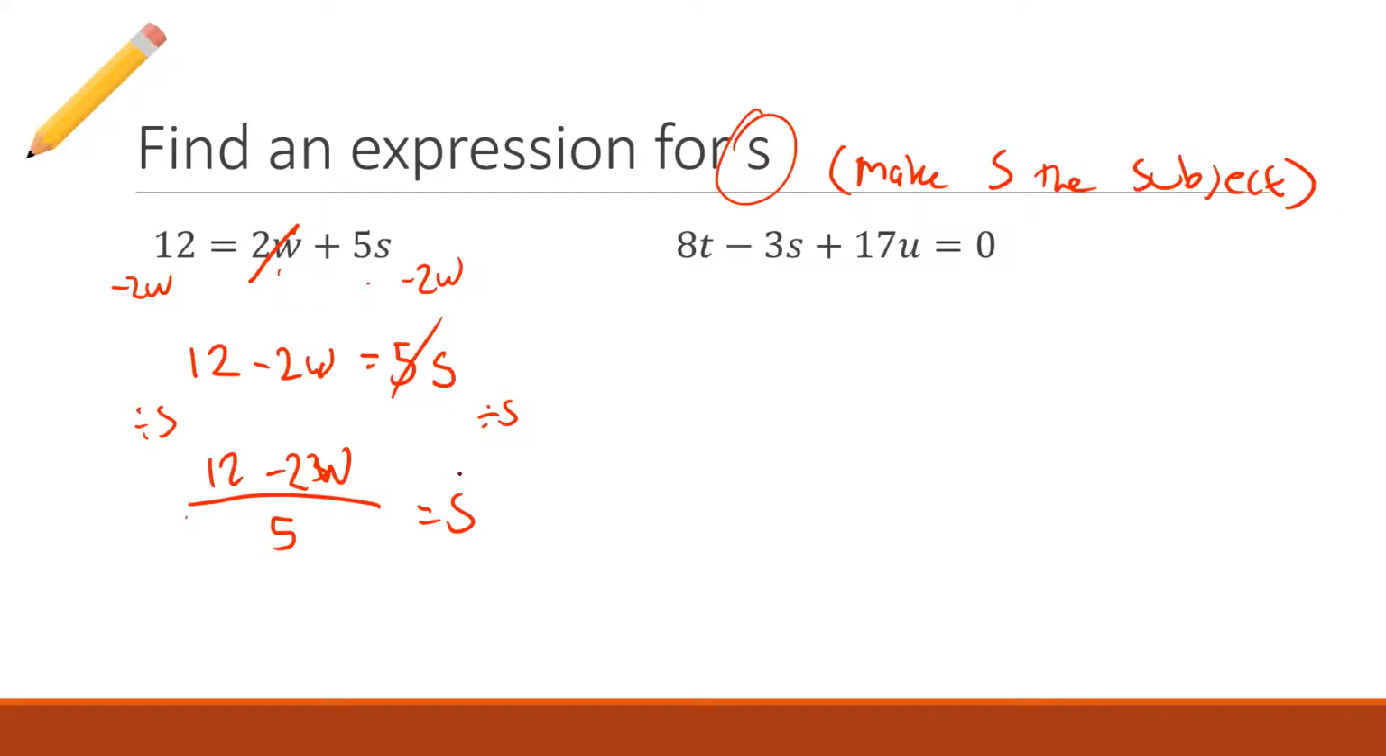Over here, we've got 8t minus 3s plus 17u equals 0. Now, grab a look at this guy. We've got 3 separate variables. We've got a t, we've got an s, we've got a u. That's fine. We just treat it just like how we did the other ones.